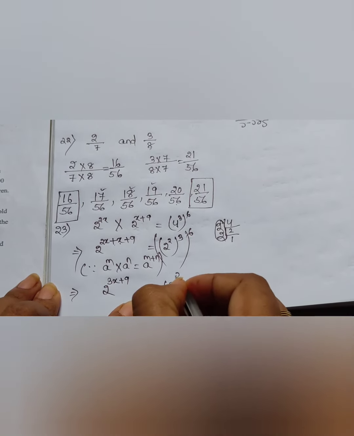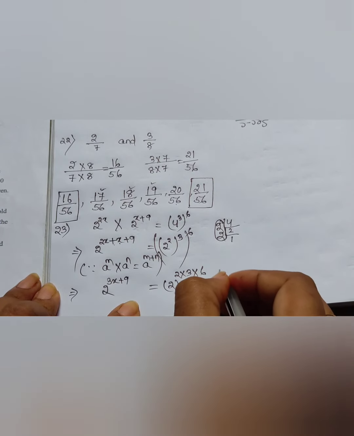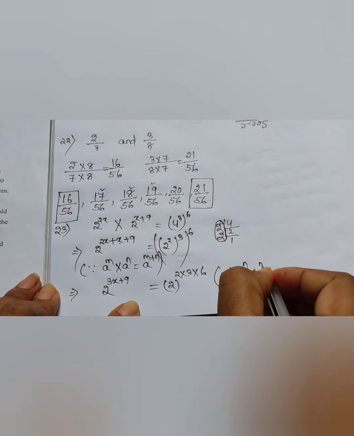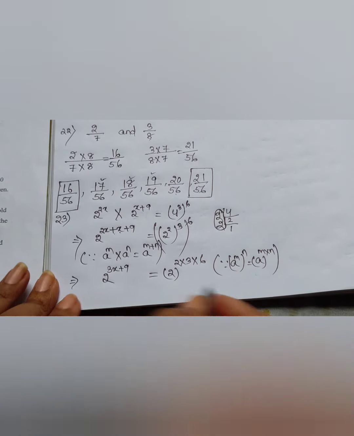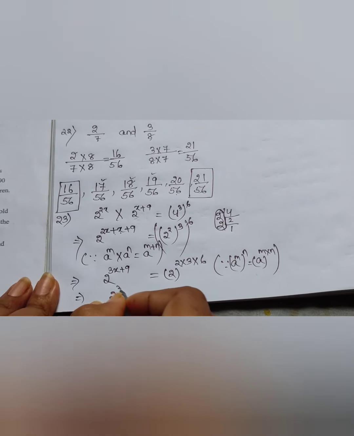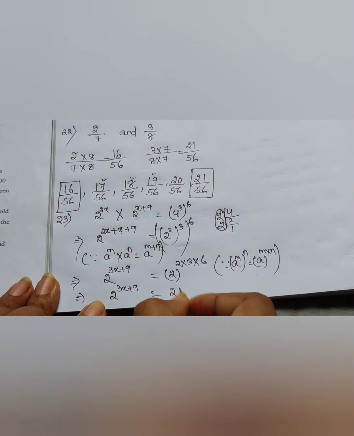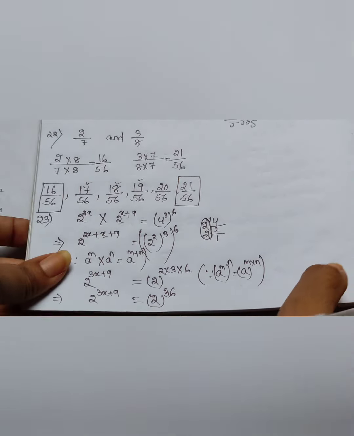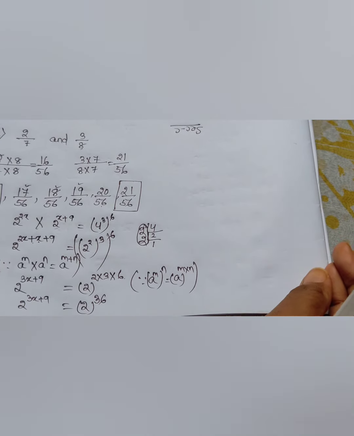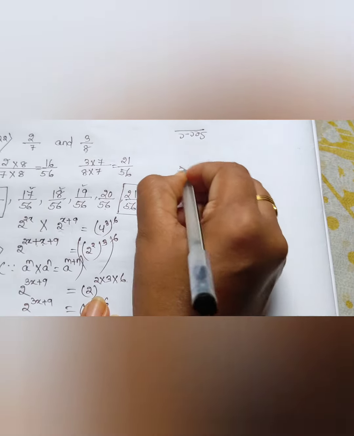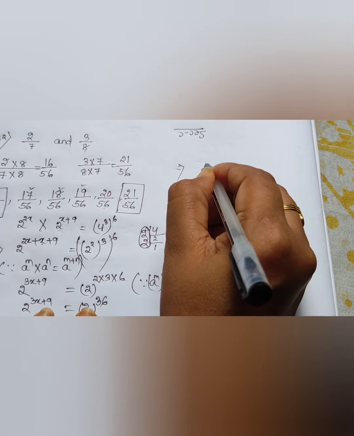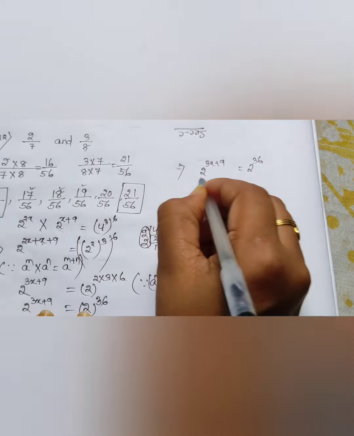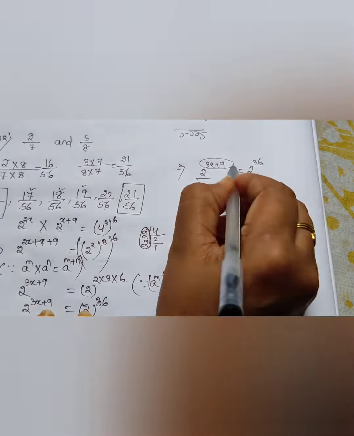Whole to the power 2 to the power 2 into 3 into 6. Here the property that is applied is a to the power m whole to the power n is equal to a to the power m into n. Now this one is 2 to the power 3x plus 9 is equal to 2 to the power 2 threes are 6, 6 sixes are 36. Now here the bases are equal, so we have to equate the powers. So here it is 3x plus 9 is equal to 36.